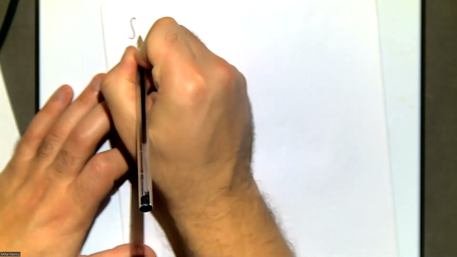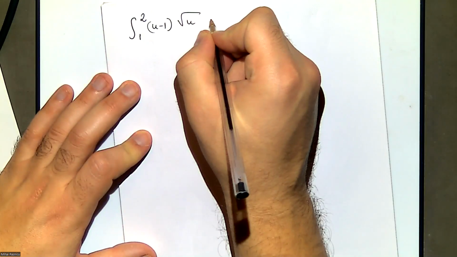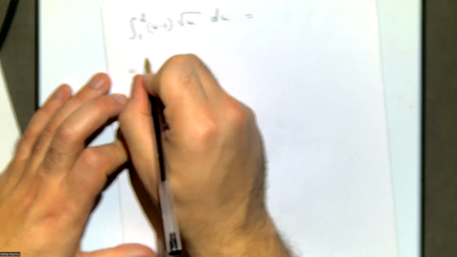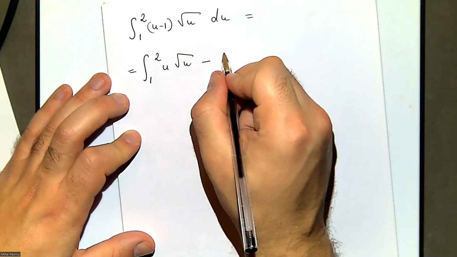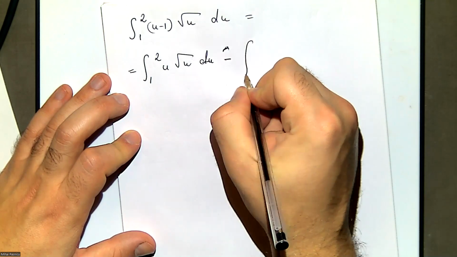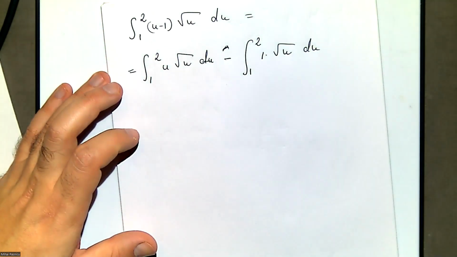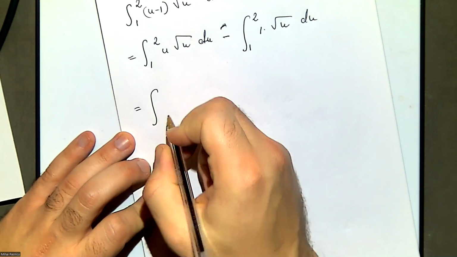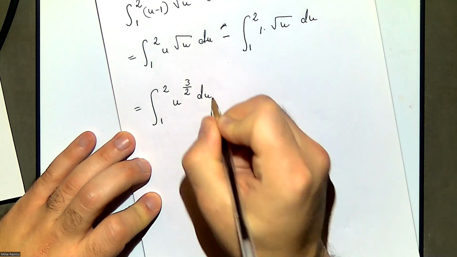I'm stuck with the integral from 1 to 2 of (u minus 1) square root of u du, and this is just equal to the integral from 1 to 2 of u square root of u du, oh, forgot the du, minus the integral from 1 to 2 of 1 times square root of u du. And these should just be familiar formulas. I'll write it like this so they look closer to what you know.